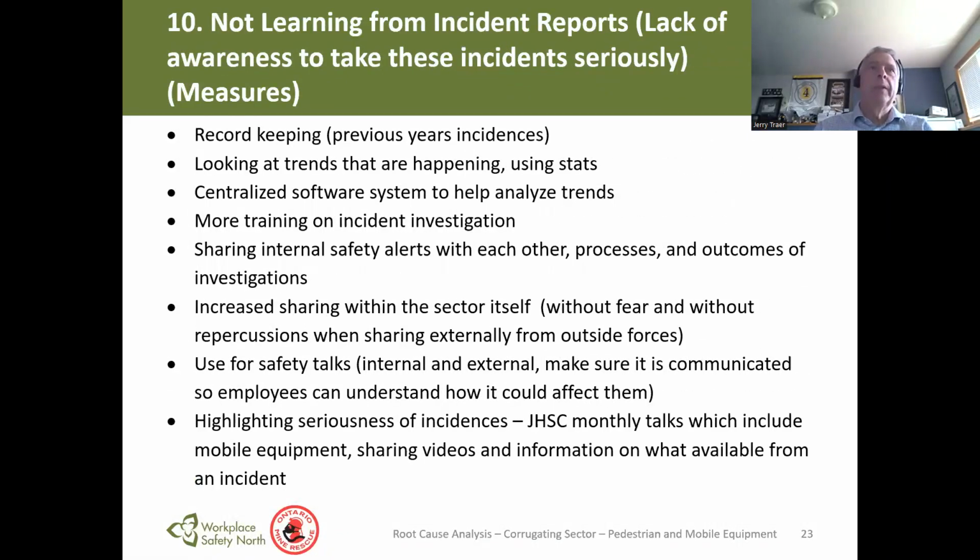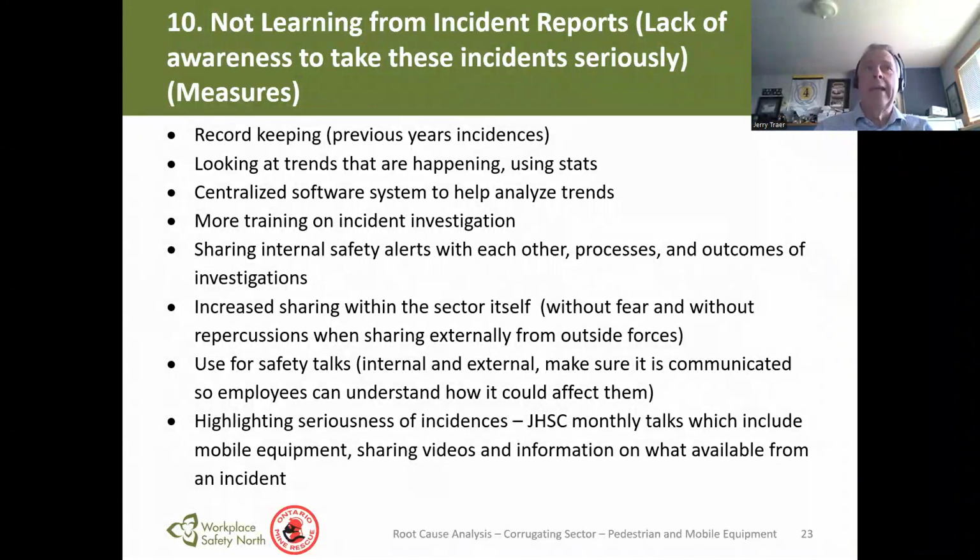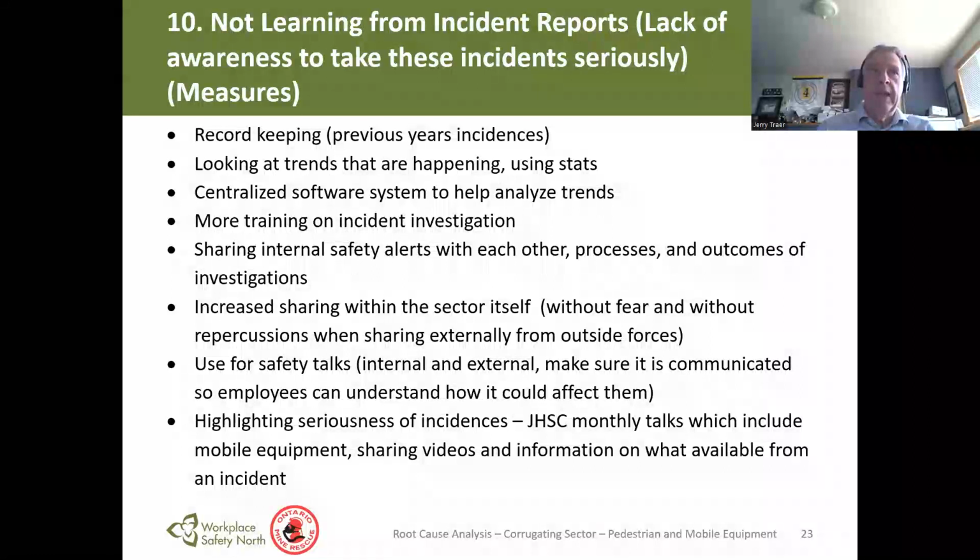And the last one, not learning from incident reports. So this was a lack of awareness to take these incidents seriously. This was part of our measures component. So record keeping, previous year's incidents. So really trending to make sure that the trends of these issues are not going up. Centralized software system to help analyze those trends. More training on incident investigation, sharing all alerts with each other, processes and outcomes of the investigation.